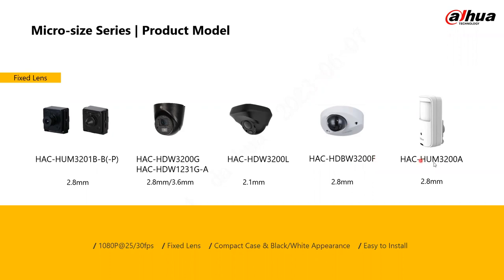And again, we have a pinhole. That's basically a PIR cube. So this comes with different sizes for the lenses. This is 2.8 millimeters. This can support 2.8 to 3.6 millimeters. These are 2.1 millimeters, 2.8 millimeters, and so on. In short, the products seem a little bit smaller, but they're going to give you a wide angle view.